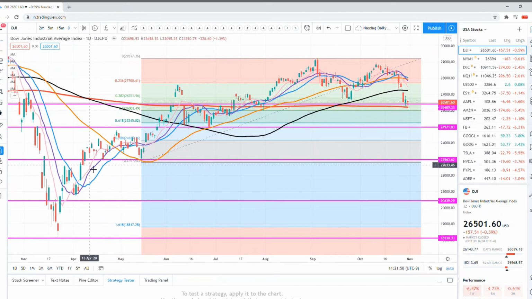This used to take good support at the 13, 8, and 20-day moving average. It had broken the support, then it took a support at the 50-day moving average, which is the orange line over here, and it kept on taking. Now it has broken the 50-day moving average. Okay, 50-day moving average is broken in Dow Jones, and again it went up.